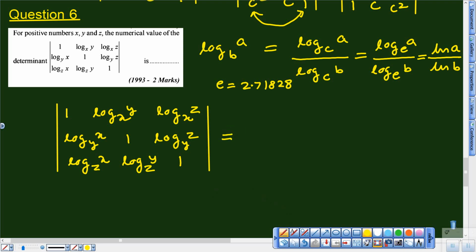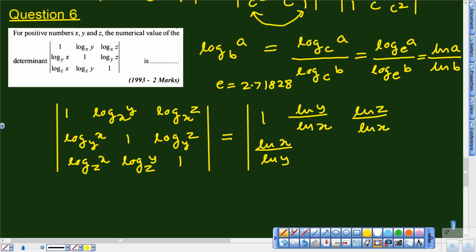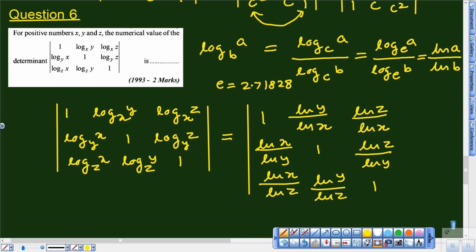Now, using the discussion that I have done here, the same determinant can be written as 1, ln y upon ln x, ln z upon ln x; ln x upon ln y, 1, ln z upon ln y; and the third row being ln x upon ln z, ln y upon ln z, and 1.